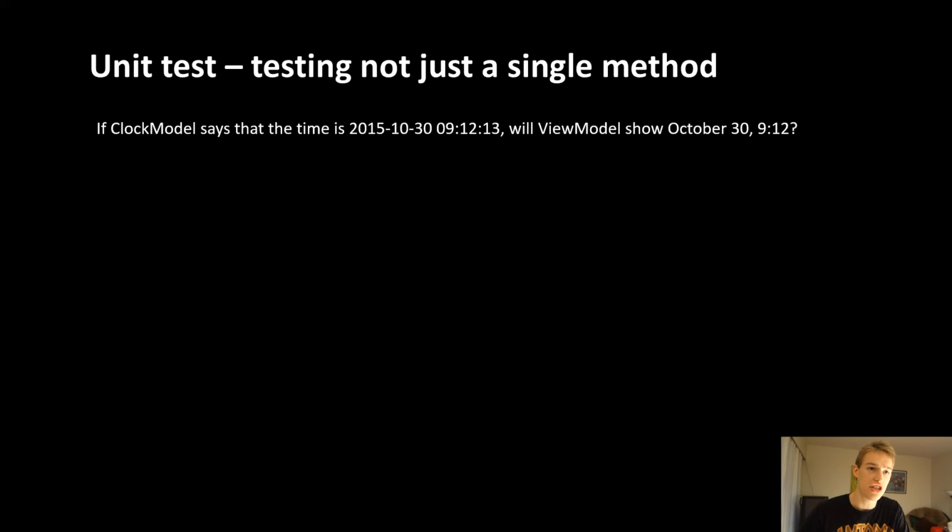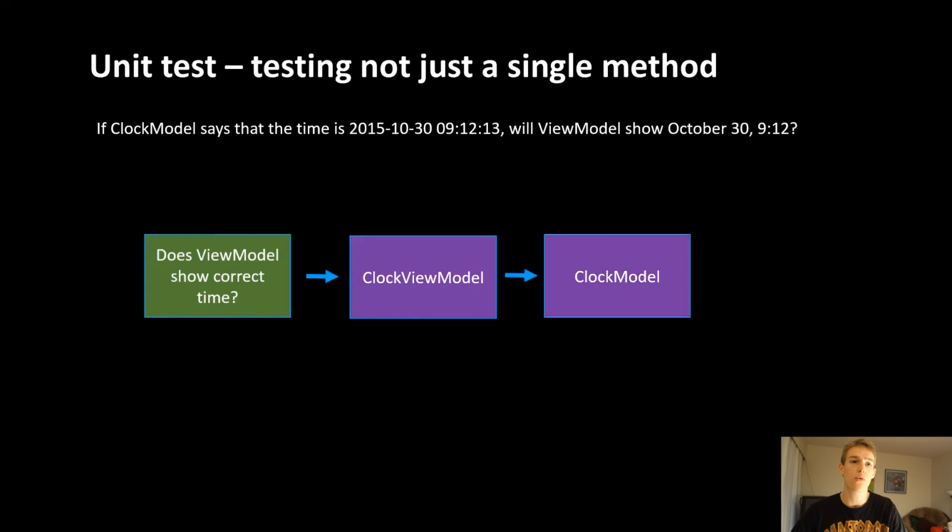Unit test is not just about a single method. A unit test checks if a unit of code works as expected, and it's up to you to define the unit. In our case, we'll test interactions between the model and the view model.